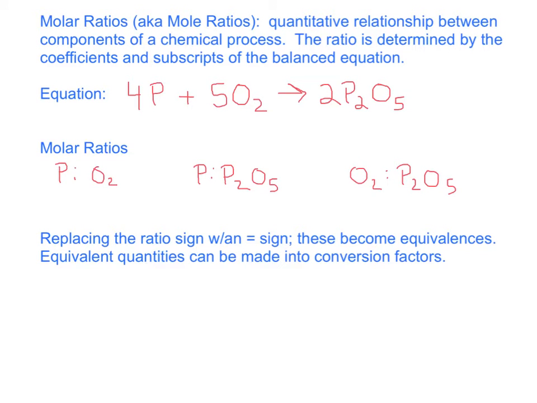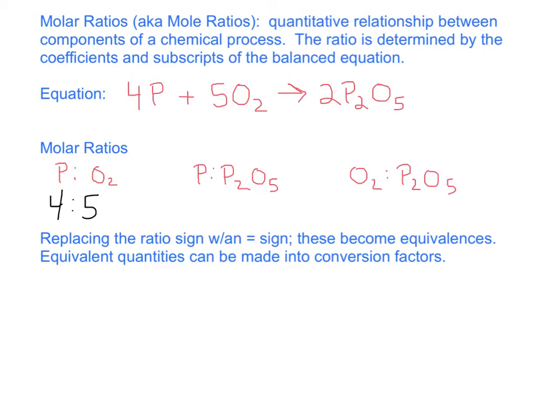Okay, let's move on. All right, so here's an actual problem. Molar ratios, aka mole ratios, are quantitative relationships between components of a chemical process. The ratio is determined by the coefficients and subscripts of the balanced equation. So we gave you an equation of phosphorus with oxygen reacting to form diphosphorus pentoxide. So first of all, we can see how many moles there are between each. So between the moles of phosphorus and oxygen, the ratio would be 4 to 5 because there are 4 phosphoruses for every 5 O2s.